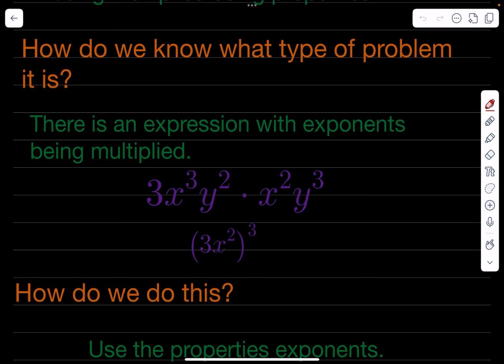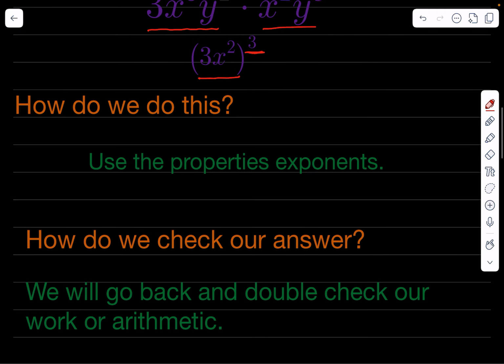So here we have 3x cubed y squared times x squared y cubed. So we're multiplying and we have exponents. Version 2, so we have a quantity with an exponential expression also being raised to a power. How do we do this? We're going to use our properties of exponents.